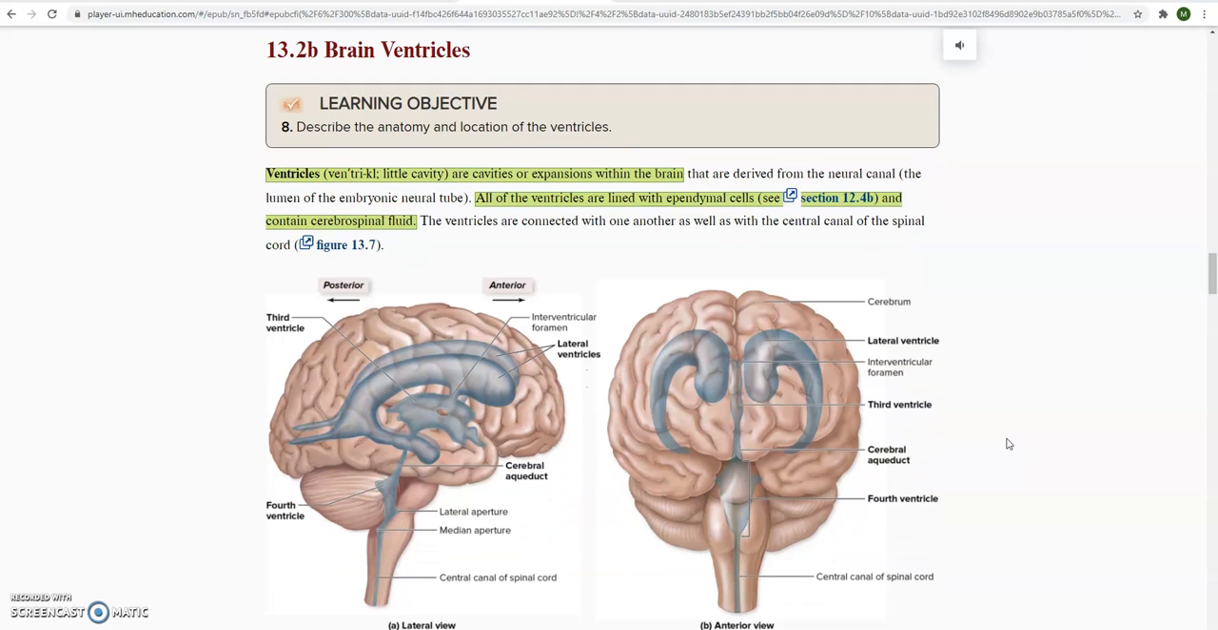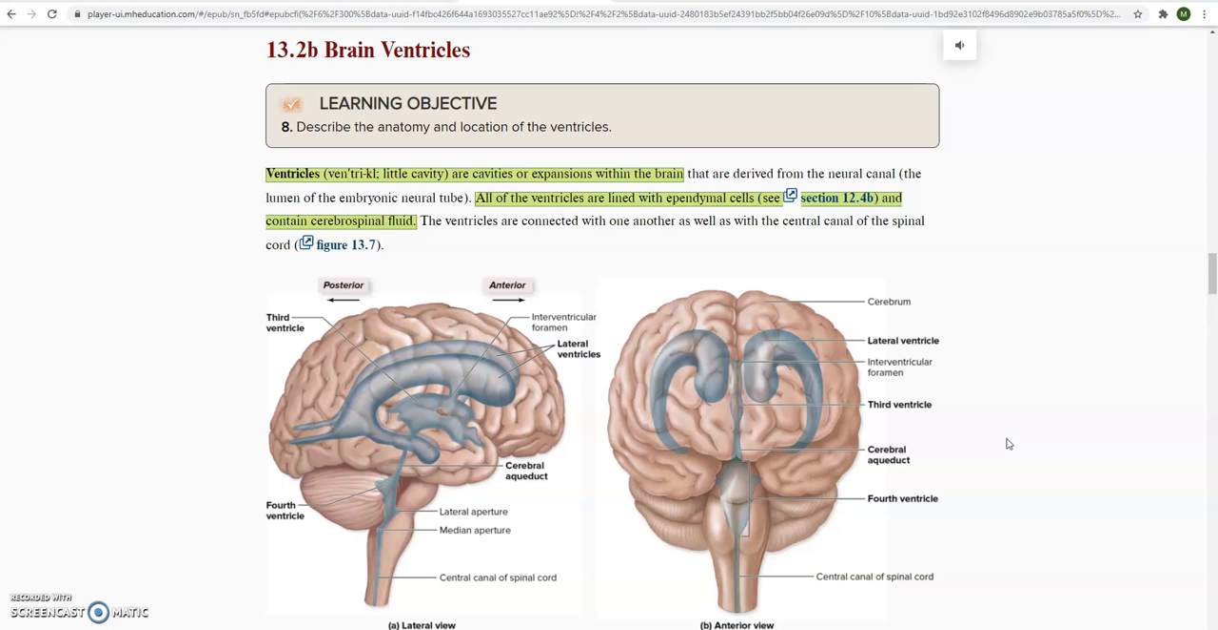And we want to first talk about where it's located. So the first place that we will find the cerebrospinal fluid is in the ventricles of the brain. So remember that we learned about the lateral ventricle, third ventricle, fourth ventricle, cerebral aqueduct. We identified those. There are cavities within the brain tissue that hold the cerebrospinal fluid.